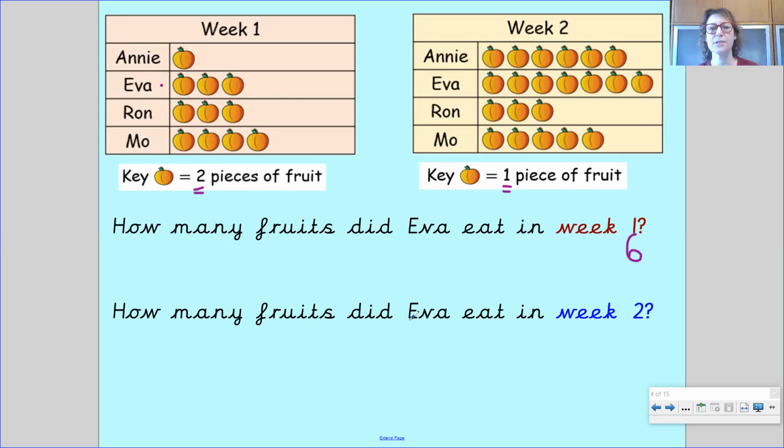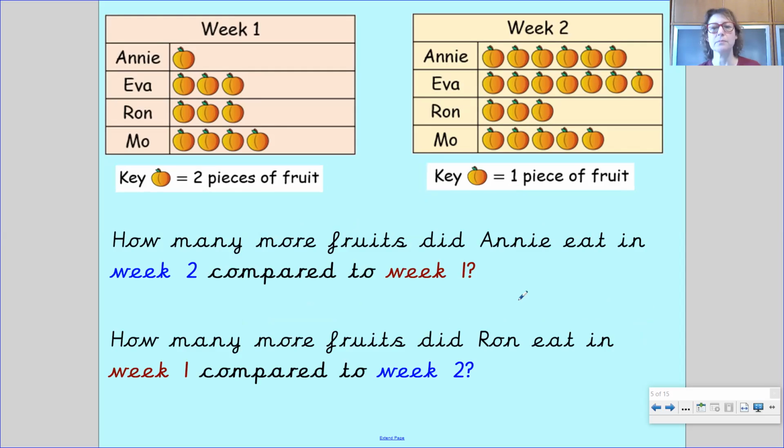How many fruits did Eva eat in week 2? So let's have a look. Here's Eva, here's week 2. So again, we're counting in ones this time. 1, 2, 3, 4, 5, 6, 7. So that's only 1 more than she ate the previous week. But if you look at it, it looks like she ate a lot more fruit than she did here. So be very careful.